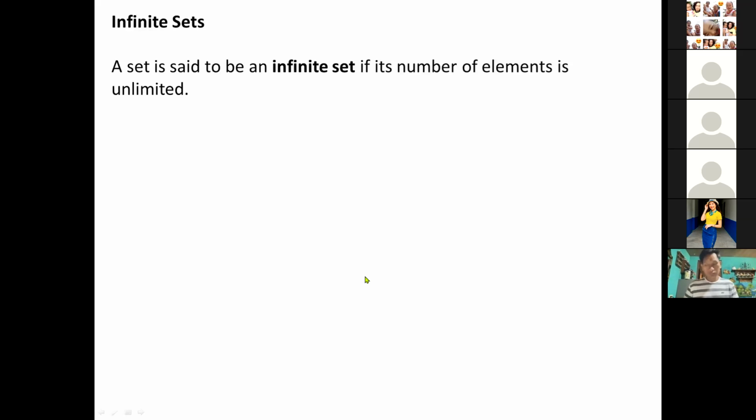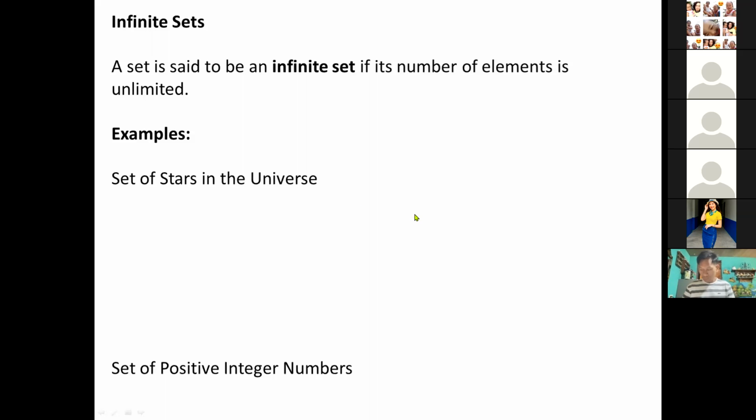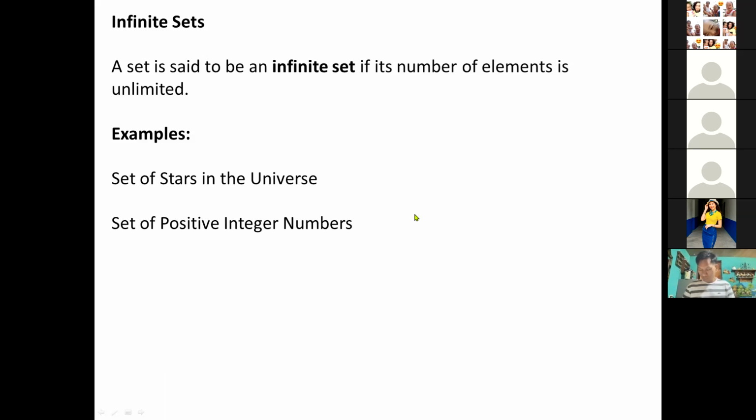Infinite sets. A set is said to be an infinite set if its number of elements is unlimited. Ibig sabihin, walang katapusan yan. Okay? Hindi natin matatapos yung pagbibilang. Halimbawa ng mga yan: set of stars in the universe. Sino bang ekspertong scientist na nakadiskubre na ng eksaktong bilang ng mga bituin? Wala pa.